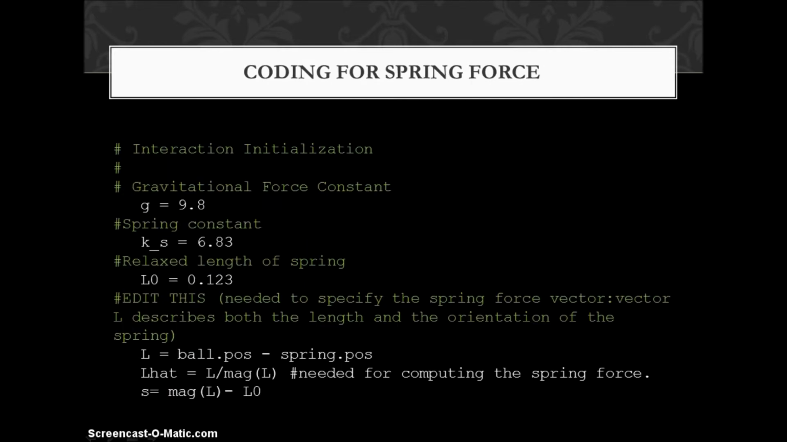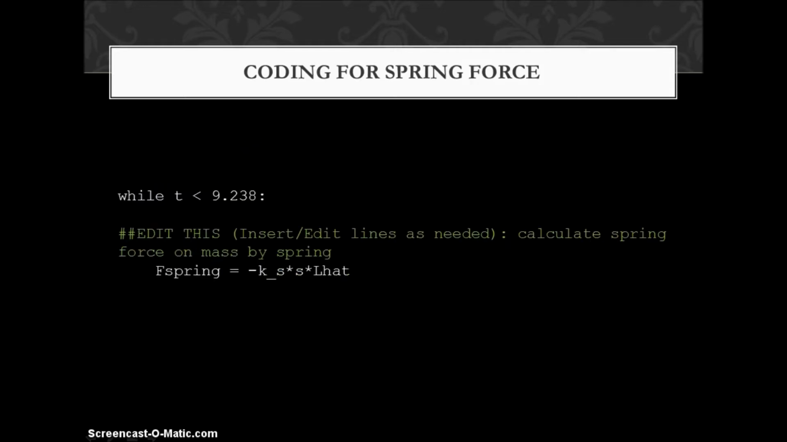Applying this to our VPython code, you can see Earth's gravitational constant g, the calculated spring constant, and L naught. This part of the code also calculates the changing length of the spring throughout its motion. S, or L minus L naught, changes constantly, so we cannot simply plug in a single value. In the while loop, we calculate the spring force given this expression.